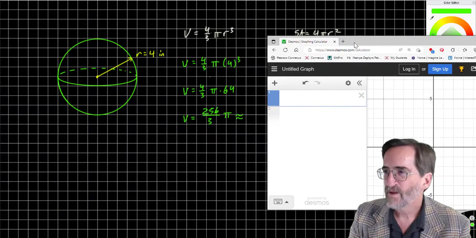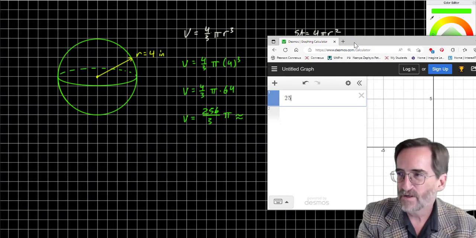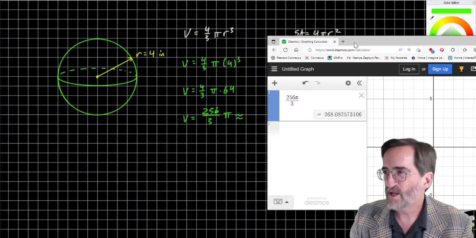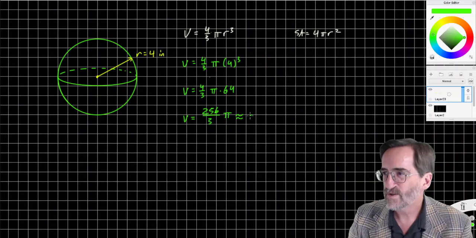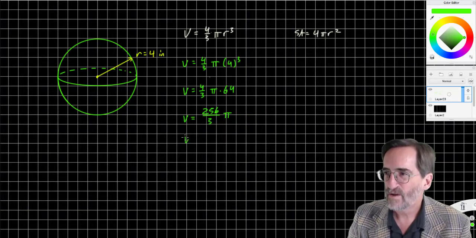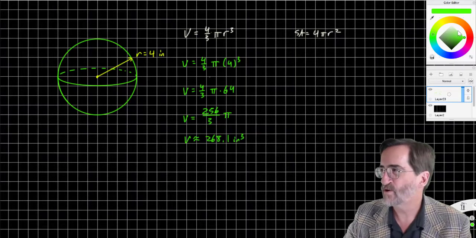Let's pull up Desmos here. 256 pi divided by 3 is 268.1. And let's put that down below. 268.1 cubic inches. Don't forget the units on volume are always cubed.